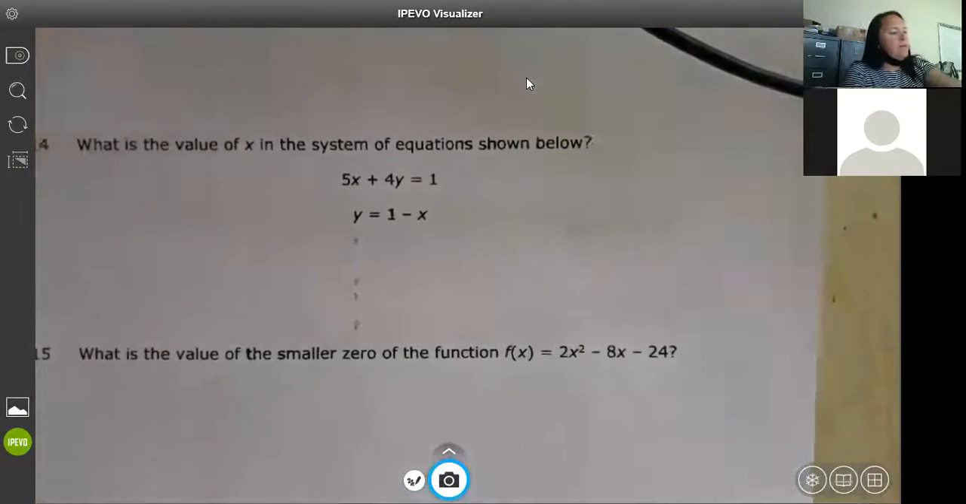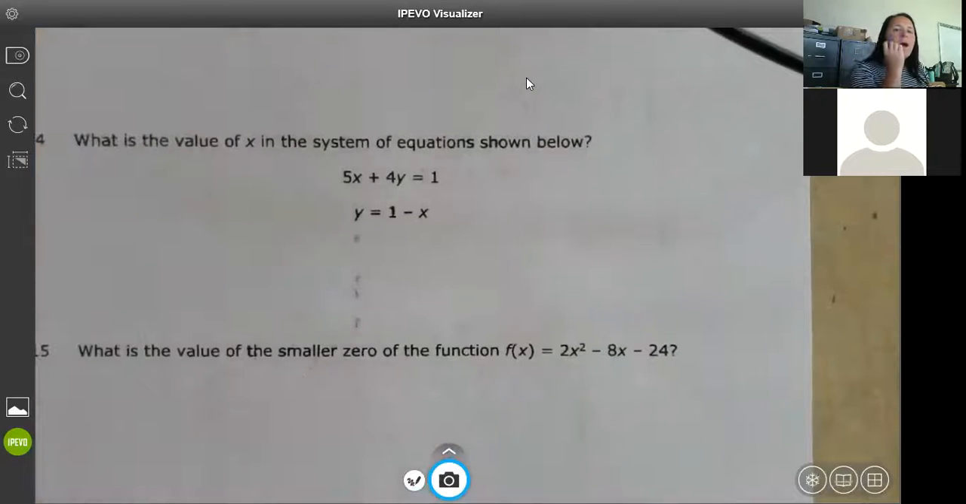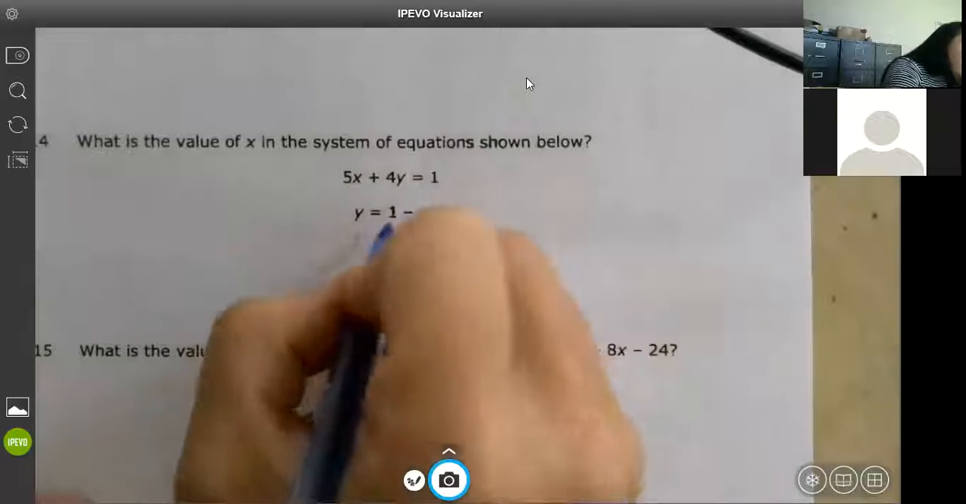Look at 14. We'll go back to 13 and 15 at the same time. We'll do one and then the other. What is the value of X in the system of equations shown below? So this is those systems. If you have a calculator, you just type it, or you have Desmos, you just type it right in. But this one you can't use Desmos on. So we see that Y is by itself.